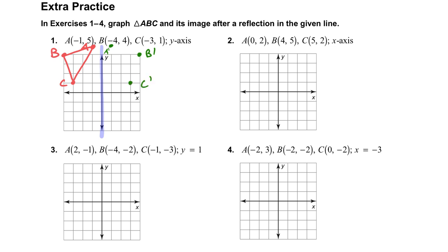This becomes C prime. And now I can connect these. And here is my image. So that's using a graph. I can count the spaces. Now I am going to practice in this next question how to do this with the rules.